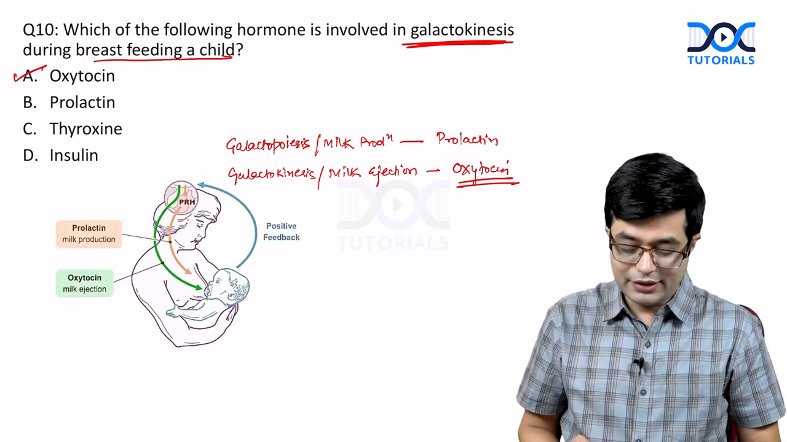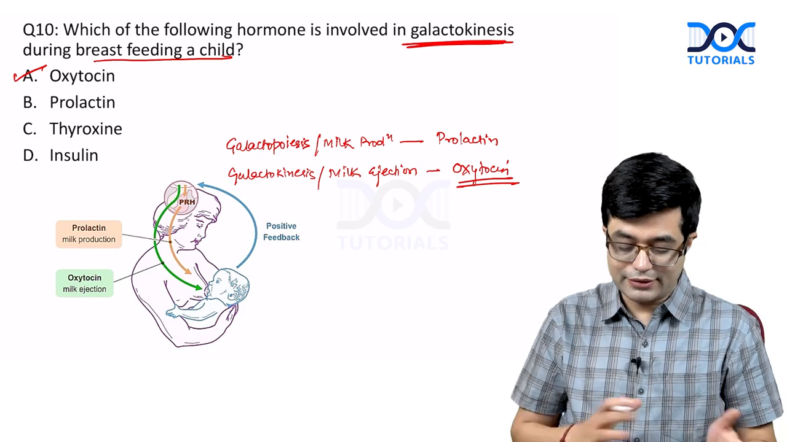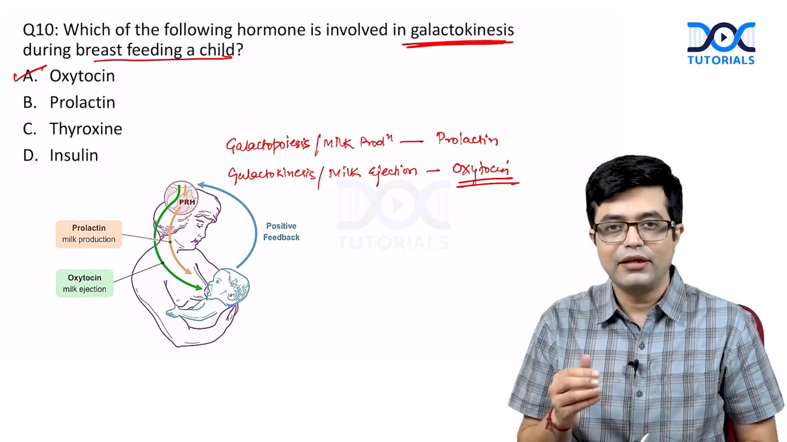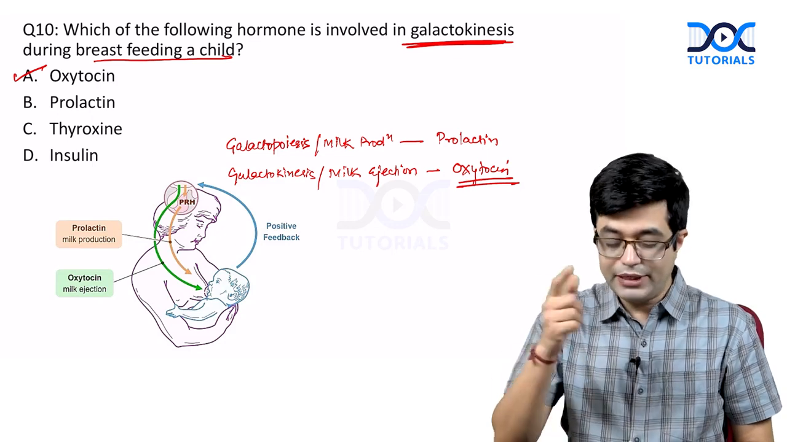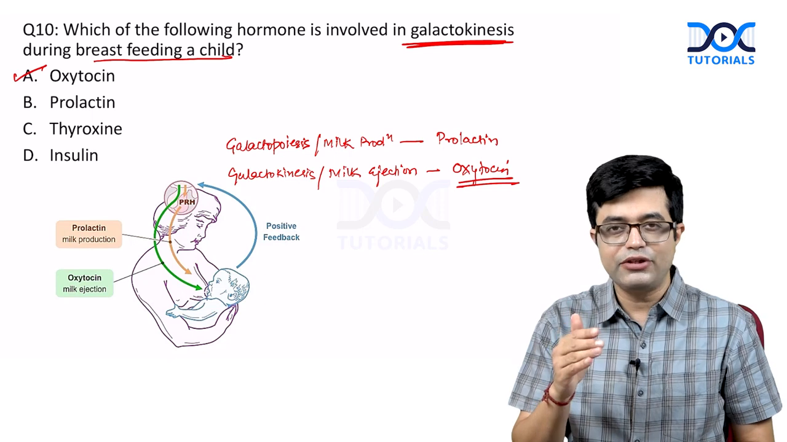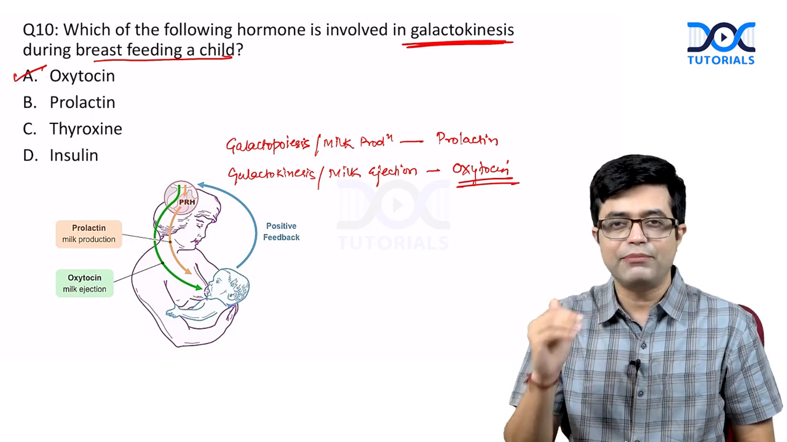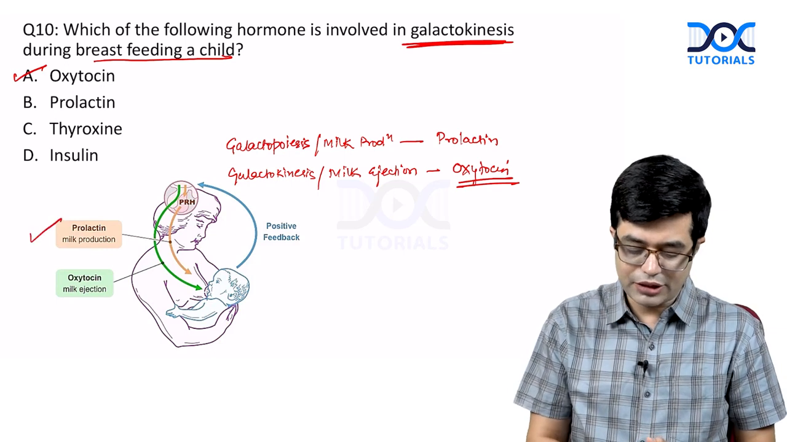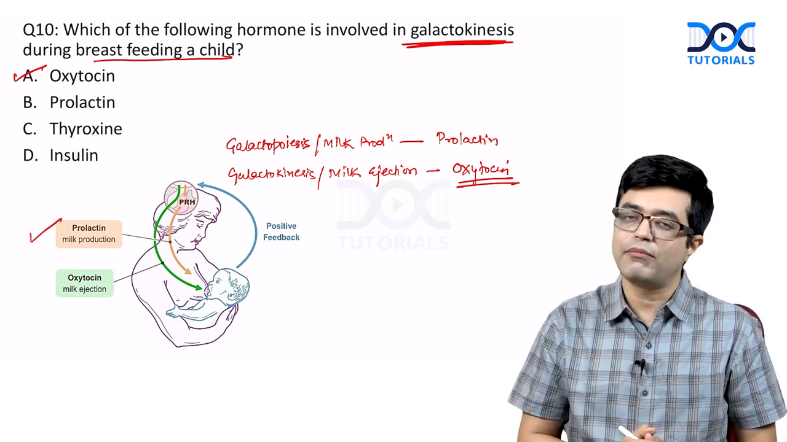So this is the so-called cycle which is happening, as I said. Whenever a child suckles on the mother's breast, there will be positive feedback going to the brain. There will be secretion of anterior pituitary and posterior pituitary. Anterior pituitary will produce prolactin, which will cause milk production, and there will be oxytocin produced from posterior pituitary, which will cause milk ejection.